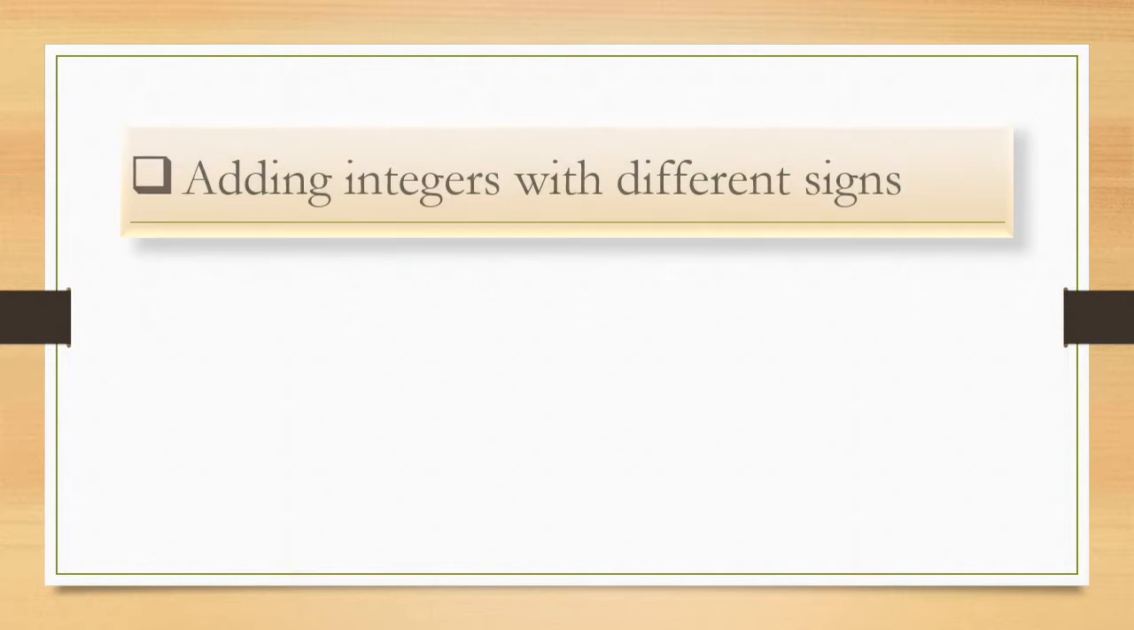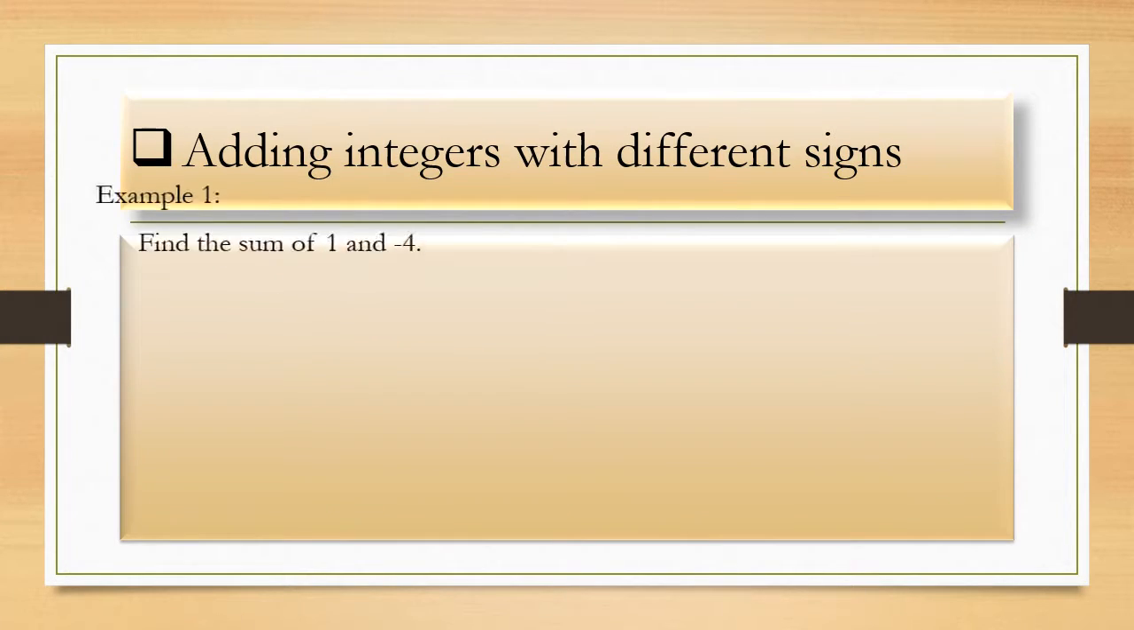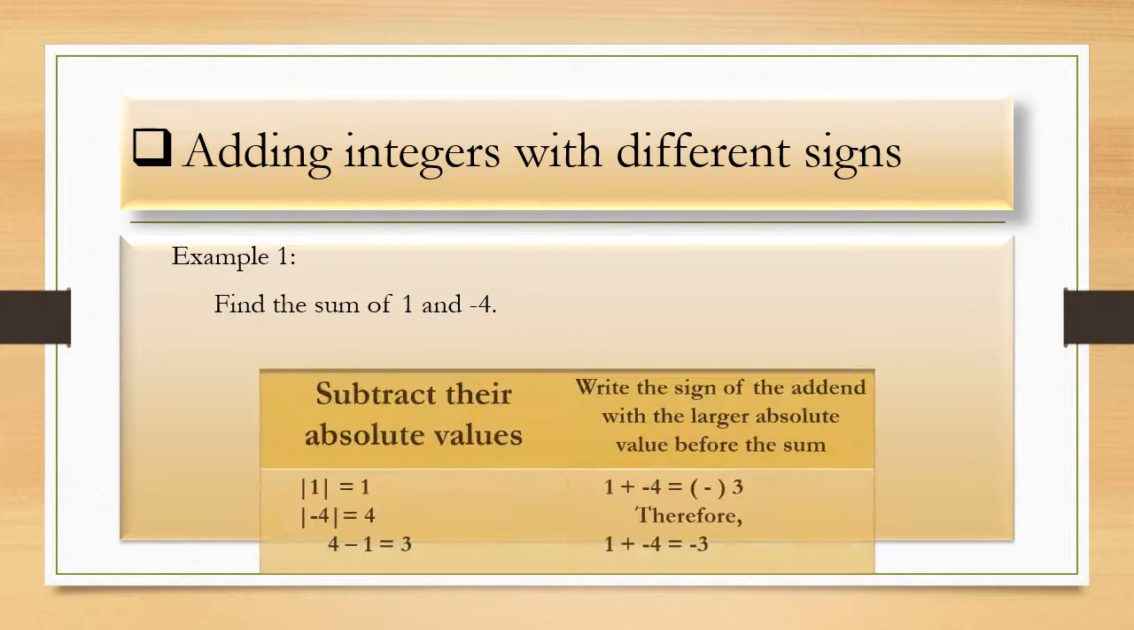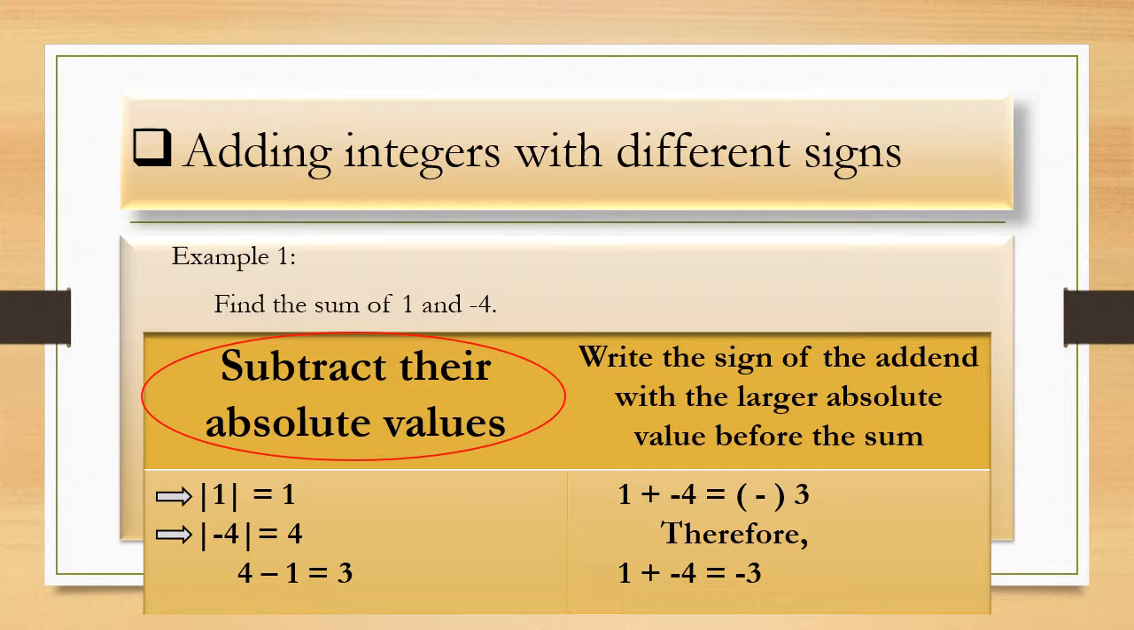Now, let's model the second rule, which is adding integers with different signs. For example, find the sum of 1 and negative 4. We first subtract their absolute values, so the absolute value of 1 is 1, and the absolute value of negative 4 is 4. 4 minus 1 is equal to 3.